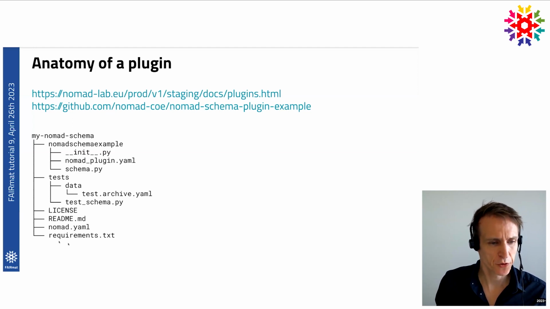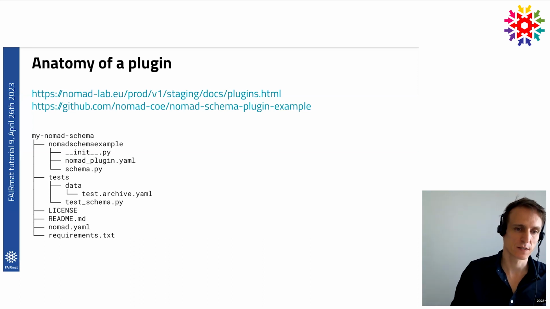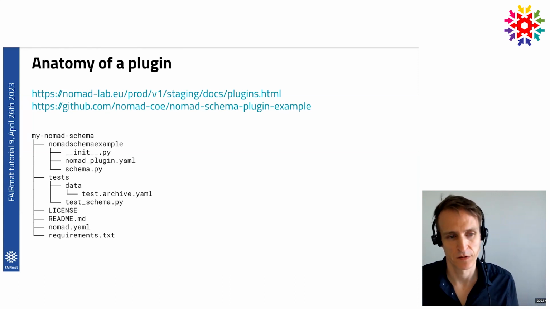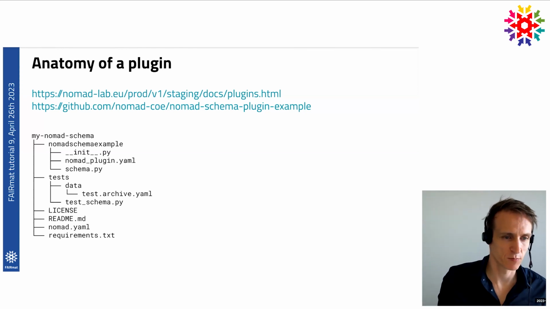And then there are a few technical files necessary. We will see what these do during the demo. And then the actual plugin itself is a Python package. In this case, we call it nomad schema example. In this Python package, we have an almost empty __init__.py, and then we have the actual schema.py, which contains the schema. And then we have another file called nomad_plugin.yaml. This is where we have the plugin metadata, right? And this is what comprises the plugin. You have the plugin code here, and then you have the plugin metadata in the YAML file. What the plugin metadata is, we will see in a second.